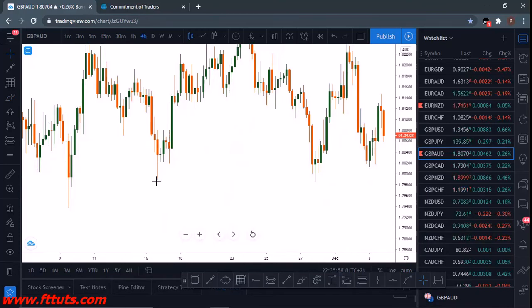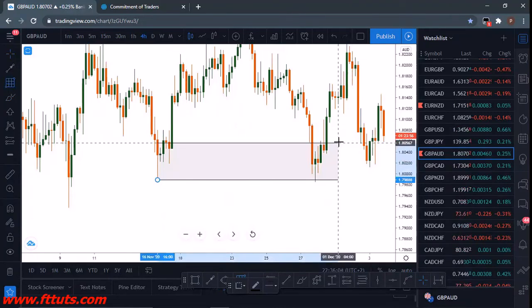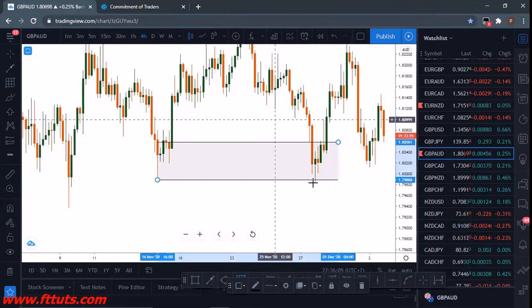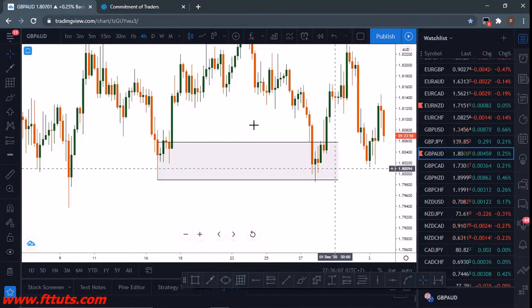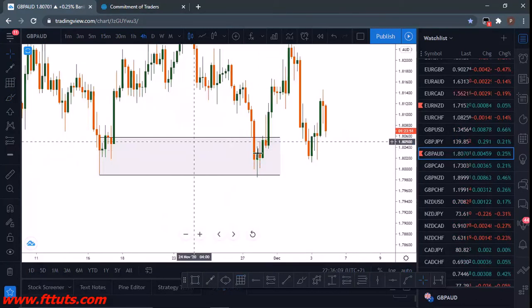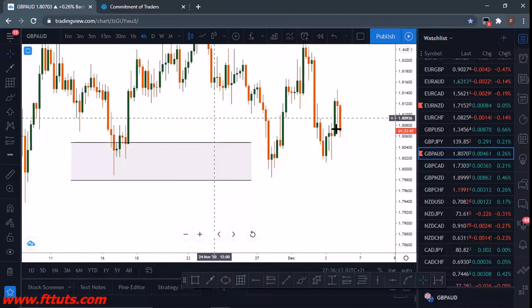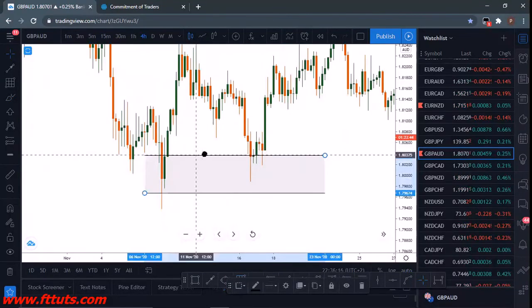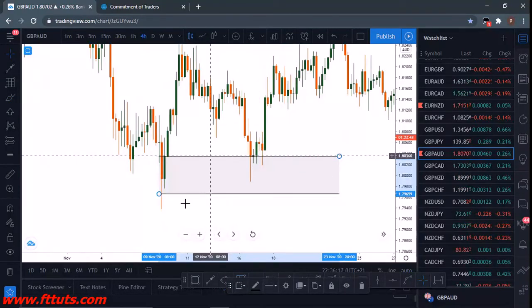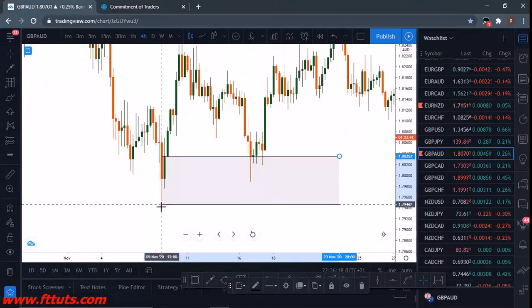So you see this one, there was a demand here. If I take it from this low to this, that's not what I saw. This one was no longer valid. When I was looking at price, this demand was no longer valid. But there was this one which was valid back here. So this is the one that was valid.